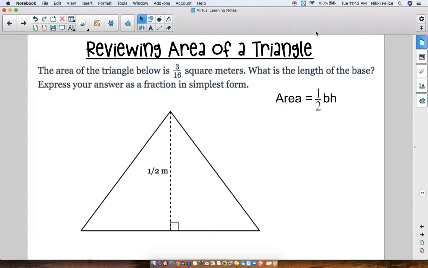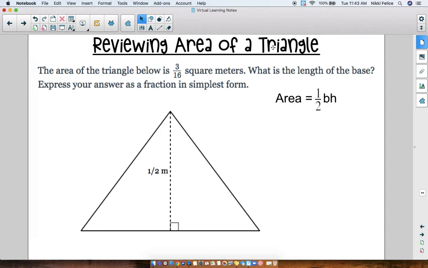Hey guys, this video is to help you review area of a triangle and to help you with some questions that you might see on today's assignment or future assignments. So let's start with this problem right here. Please have your notebook and pencil out so you can copy this down.